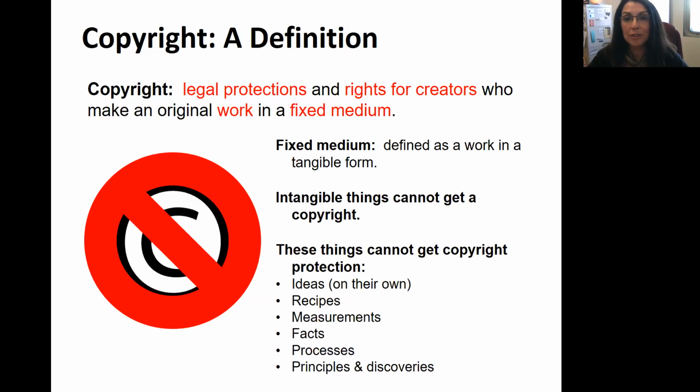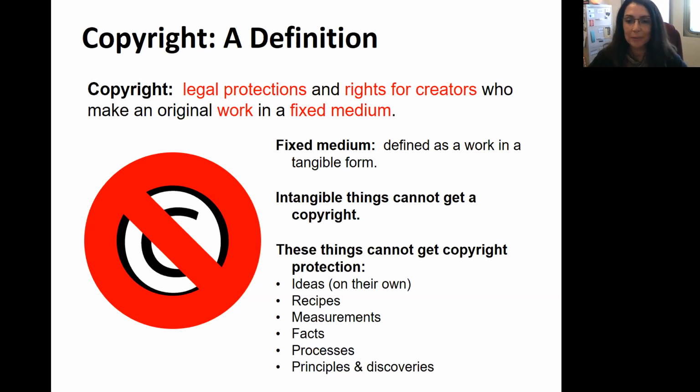Basically, what all those works have in common is that they're in a fixed medium, which is defined as a work in a tangible form. Can you look at it? Can you touch it? Can you hear it or see it? Once something is in a fixed medium or a tangible form, it qualifies for copyright protection. Intangible things cannot get a copyright.